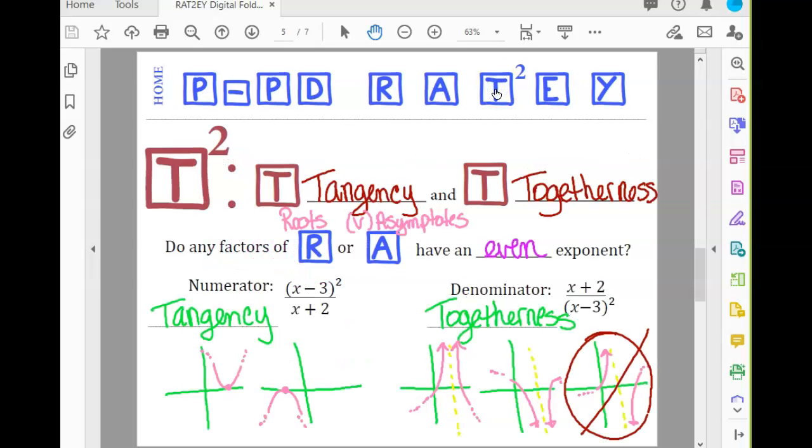T is the tangency and togetherness. The tangency is not a brand new concept because we talked about it with our polynomials. Togetherness probably is, but we're just looking for even exponents in the denominator or in the numerator. And then we'll look at some togetherness. I don't think it actually comes up today, but tomorrow for sure.